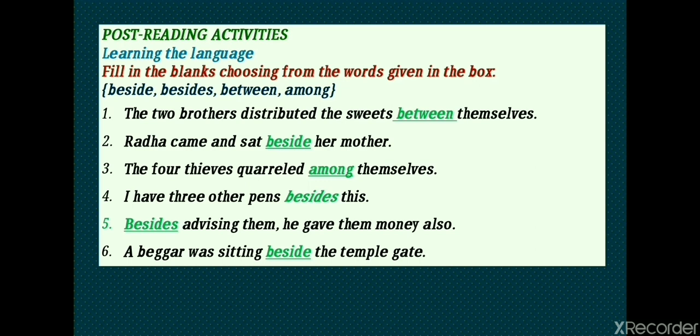Number 4. I have 3 other pens. Yes, besides this, it means I have this pen, but I also have 3 other pens in addition to this pen. Number 5. Besides advising them, he gave them money also. It means he has done 2 activities. He gave them money, but in addition to the money, he also gave them advice.